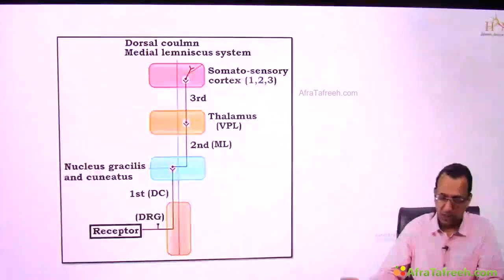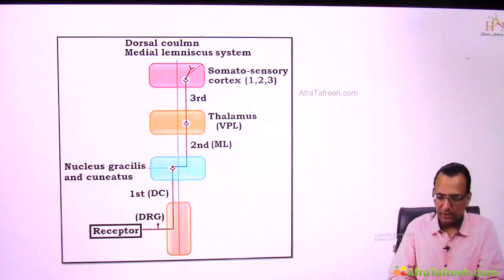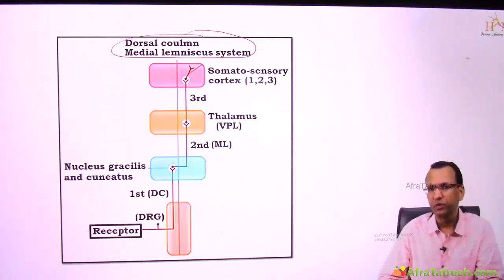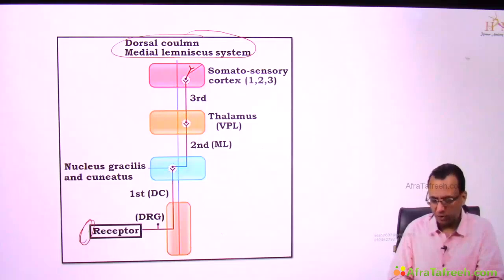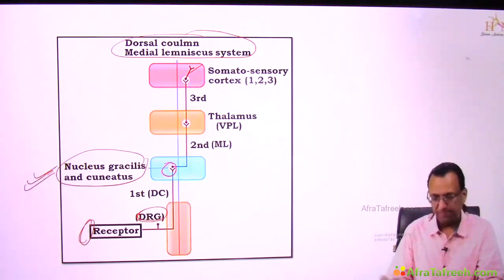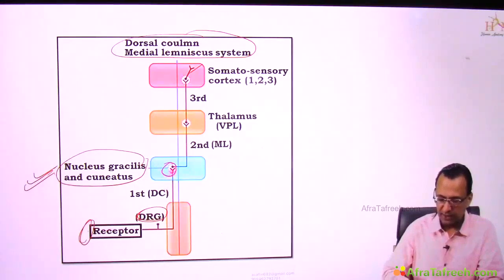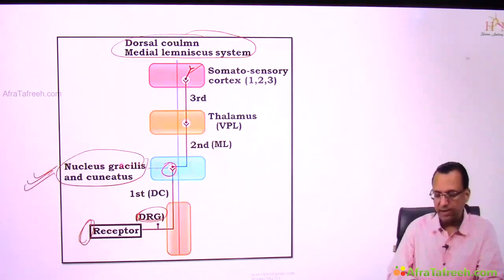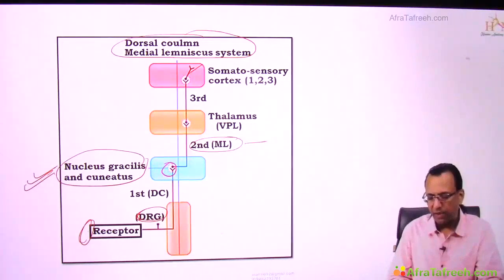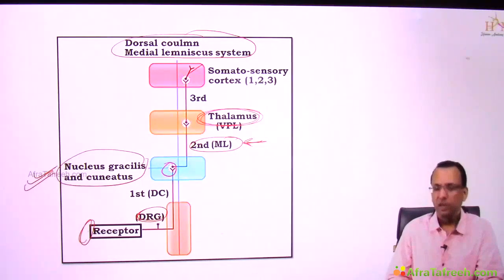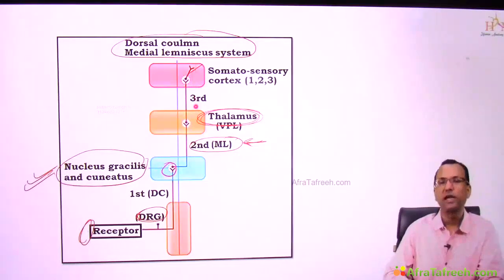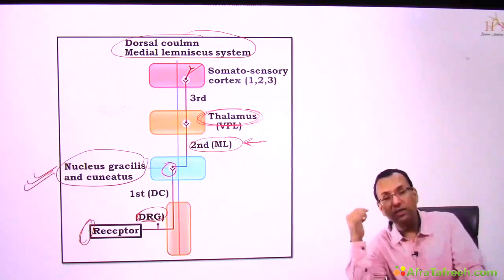So let's do that. See, the dorsal column medial lemniscal system is carrying some sensations. You will find there will be some receptors. The first order neuron is the dorsal root ganglion, running ipsilaterally and synapsing in the nuclei gracilis and cuneatus in the medulla. There the second order neuron will begin, running contralaterally as the medial lemniscus to reach the third order neuron in the thalamus. From the thalamus, it passes through the internal capsule to reach the postcentral gyrus, parietal sensory cortex, area number 1, 2, 3. This is our discussion.